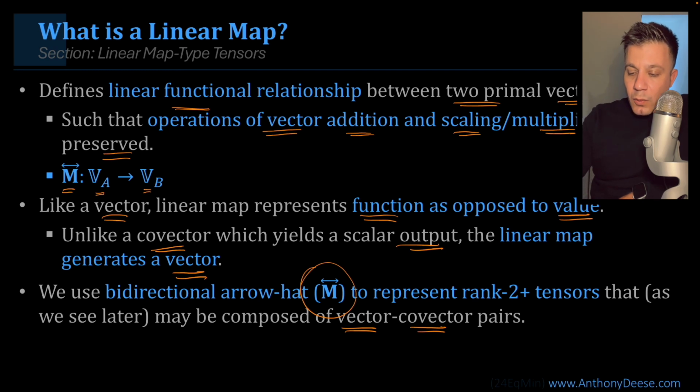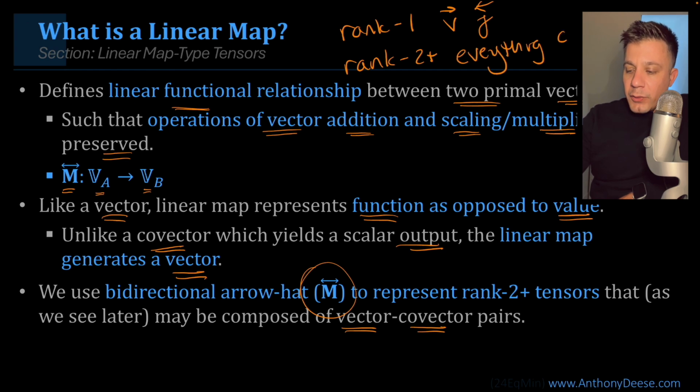Essentially, for rank 1 tensors, we can use right-facing and left-facing arrows to tell us whether it's primal or dual. But once we get to rank 2 plus, essentially everything will have both co- and contravariant components. So that's what the bidirectional arrow hat represents. And it also provides us a way to distinguish between coordinate algebraic objects and their tensors.